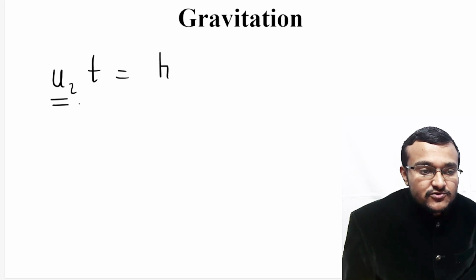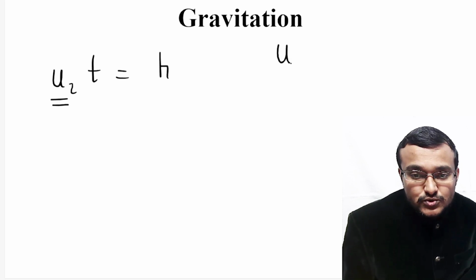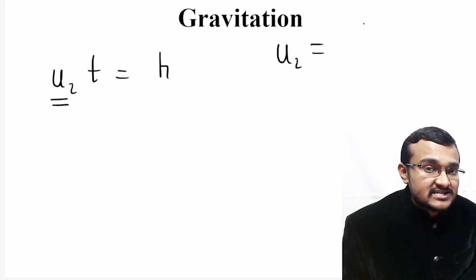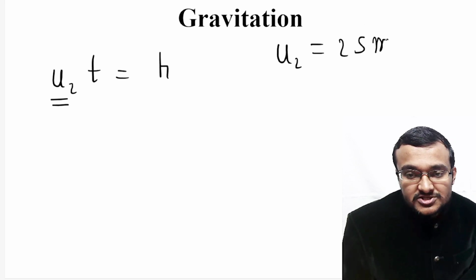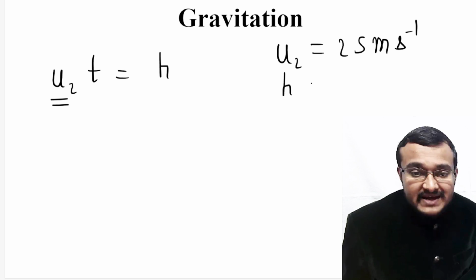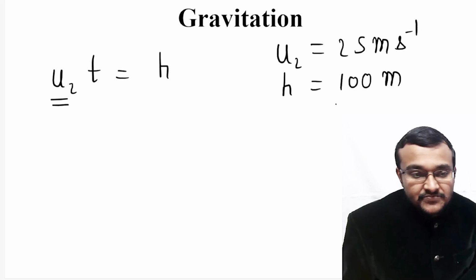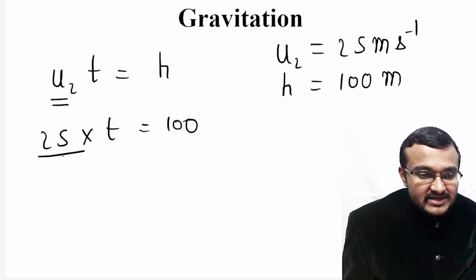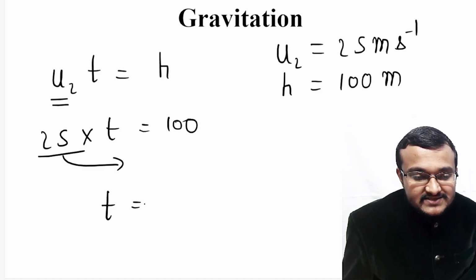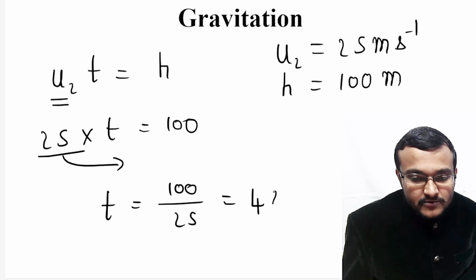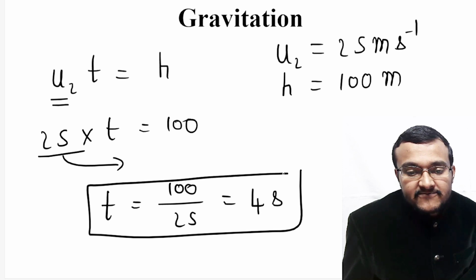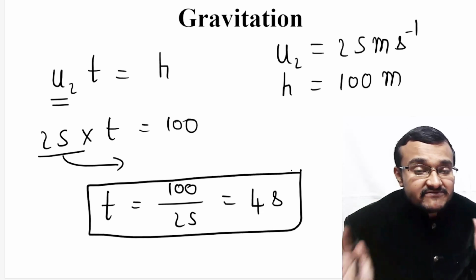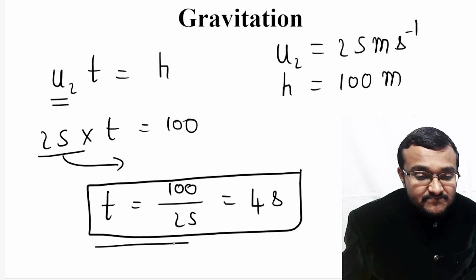So now you know what is u2t. Now you know what is u2. u2 is the initial speed of the second stone, and that was 25 meter per second, and the height of this building was 100 meter. Both are in SI units, so directly you can substitute the values: 25 into t is equal to 100. You can bring this 25 to RHS. So t is equal to 100 divided by 25, which is equal to 4 seconds. That means after 4 seconds these two stones are meeting each other. So time is 4 seconds.